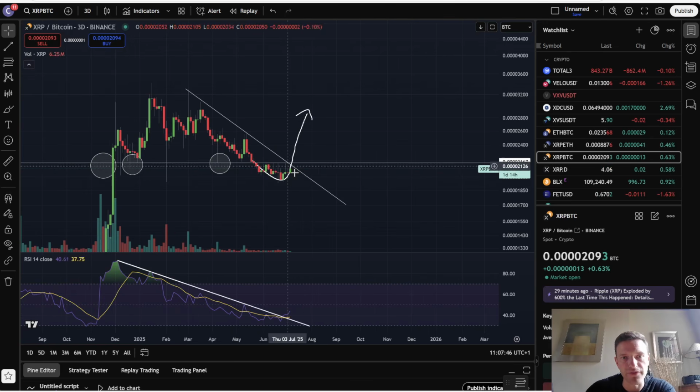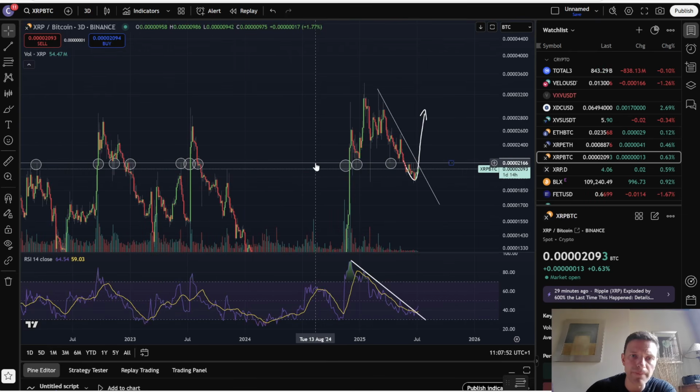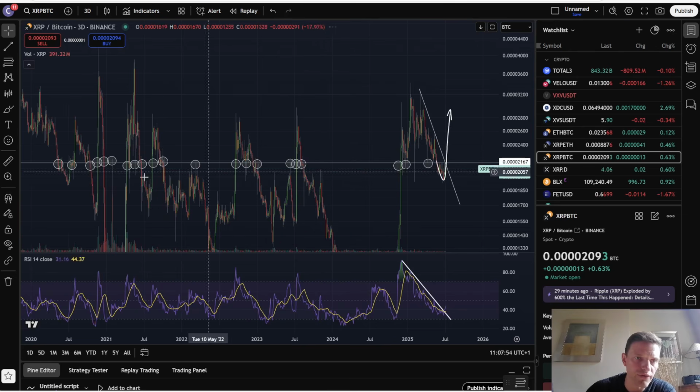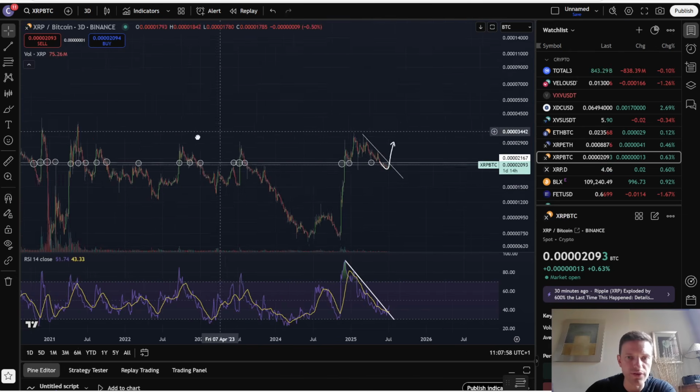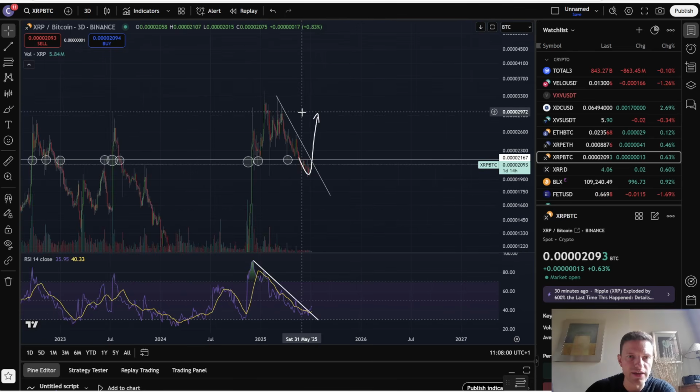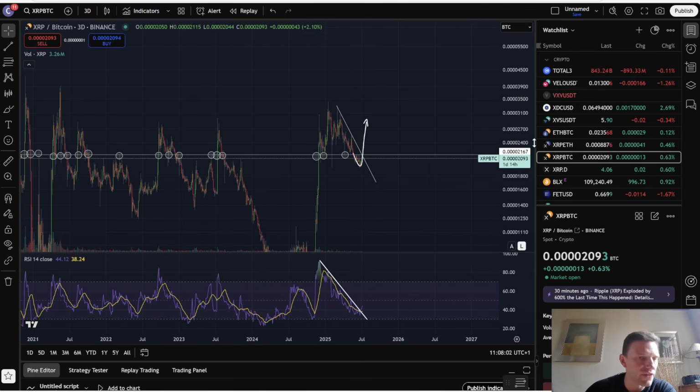But when we start closing above this descending trend line on the 3-day and the weekly, and above this key level here that I've drawn in and talked about over on X, where it's reacted many times as support and resistance, that's when we can start to get excited and look for this next leg to the upside, which I think is going to take XRP above $10 personally. This is obviously XRP against Bitcoin.